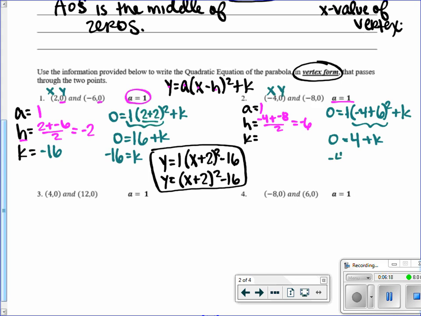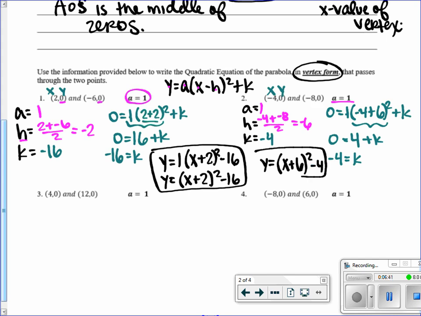Subtracting 4 on each side, so our K value is -4. That means we have all the parts we need for vertex form. So y equals, we can put a 1 in front of the parentheses if we want, or we can just leave it, and then (x + 6) squared minus 4.